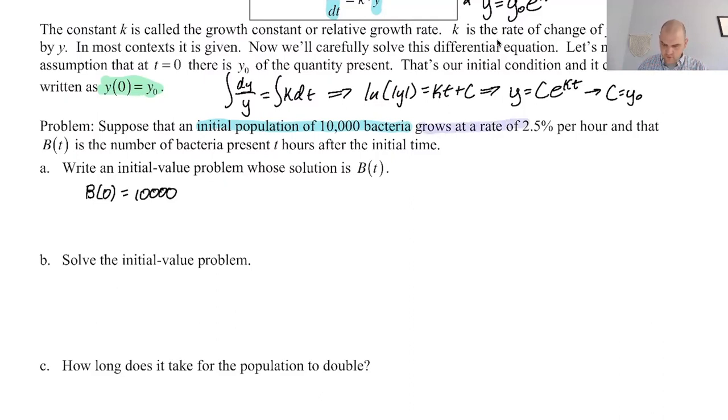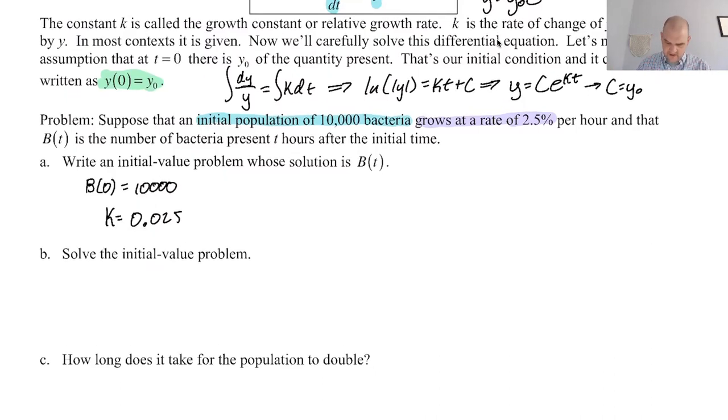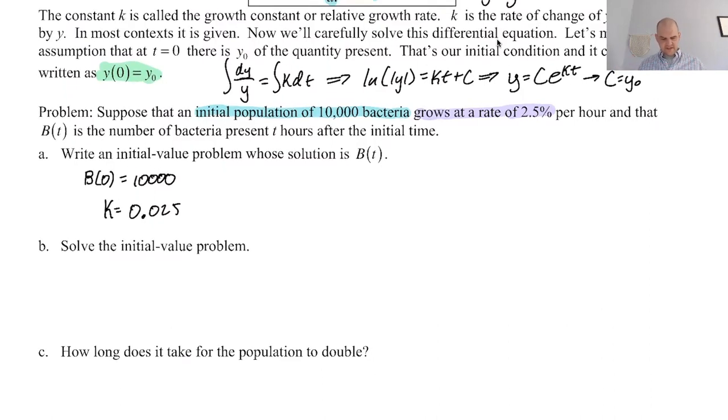It's important that it grows. If it decreased at 2.5% per hour, then it would be negative. But in this case, I'm going to say that K is equal to 0.025. It's 2.5%, but we want it as a decimal, per 100, not 2.5. So we have this: B of t is the number of bacteria.